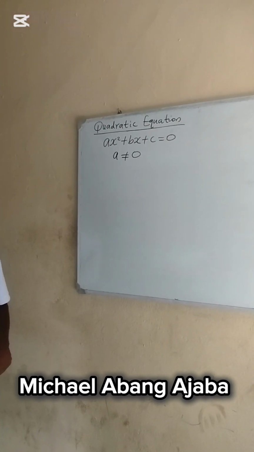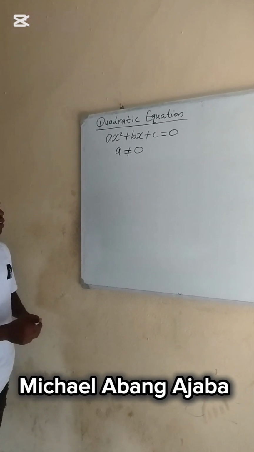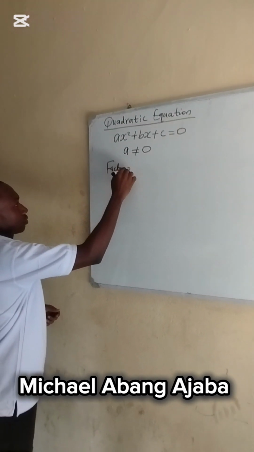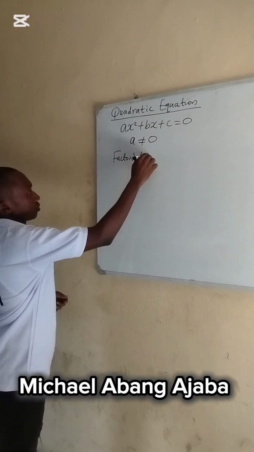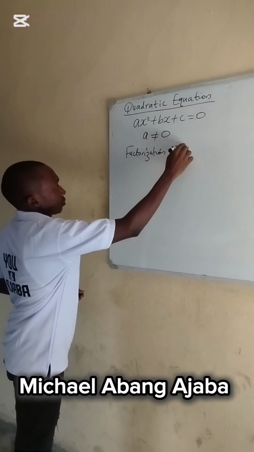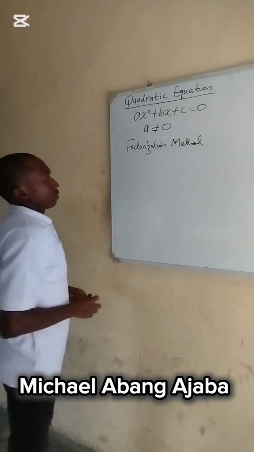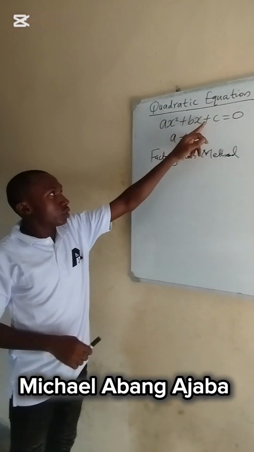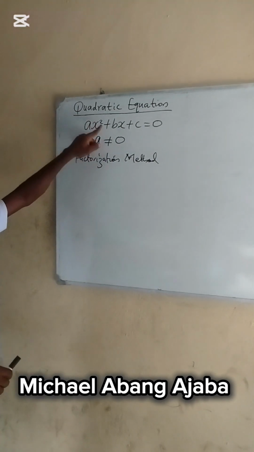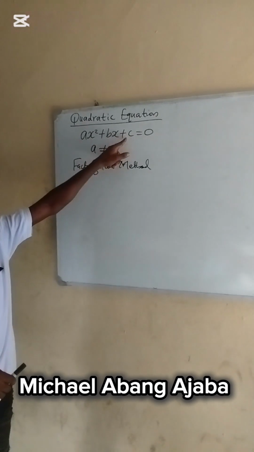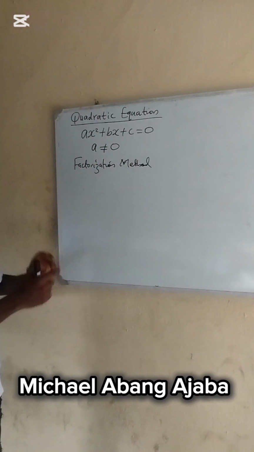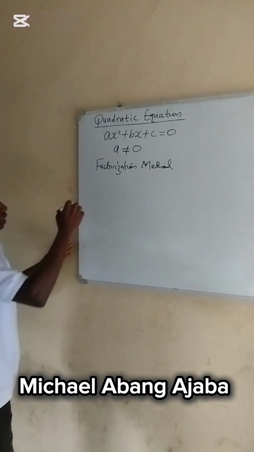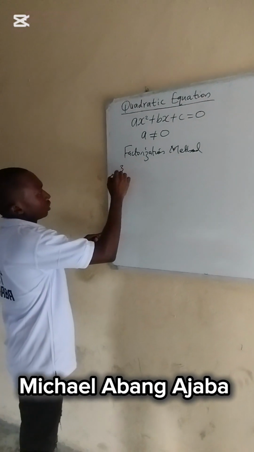So we will consider methods of solving quadratic equation, and the first method we shall consider is factorization method. Under factorization method, we have a quadratic equation. We need to introduce one more term to make it 4 so that we can do factorization by grouping. So I'll give us one example and then I'll use that example to explain.